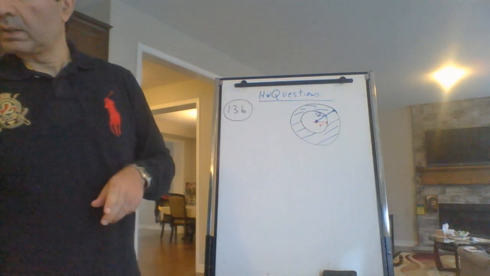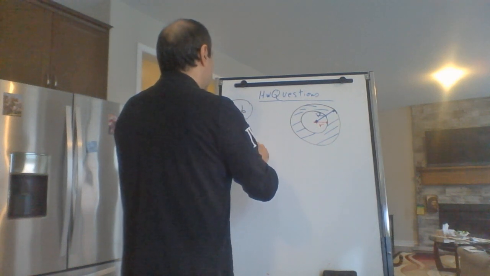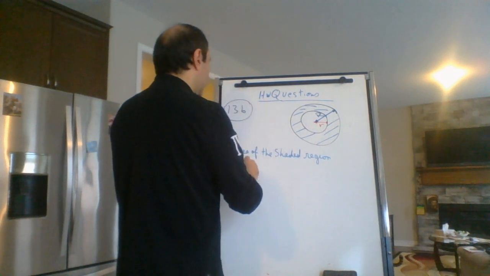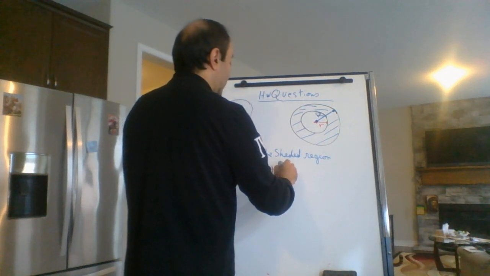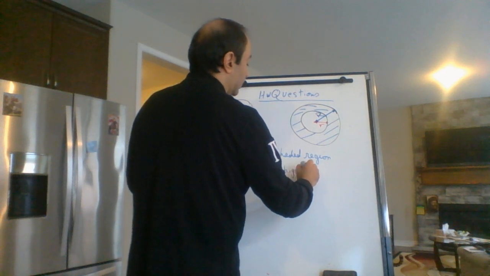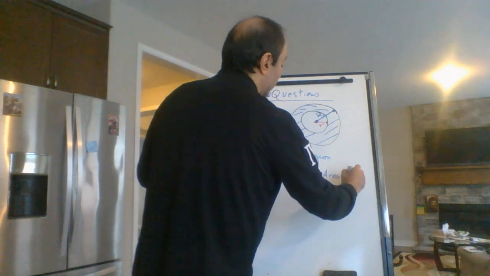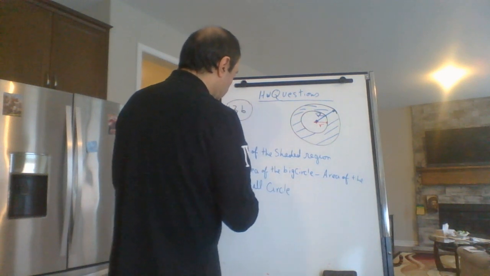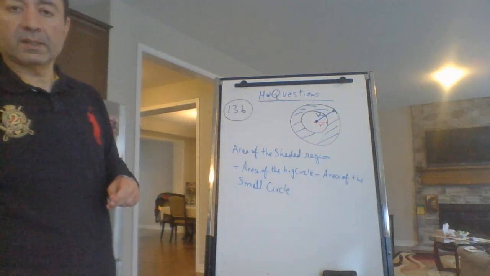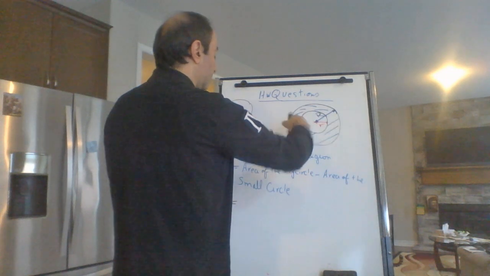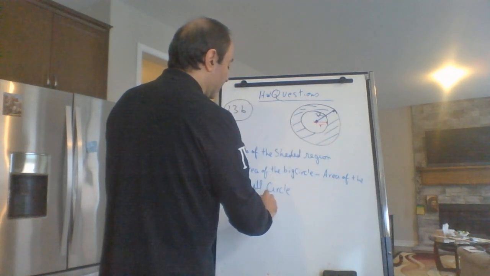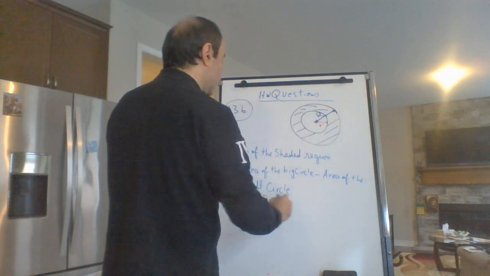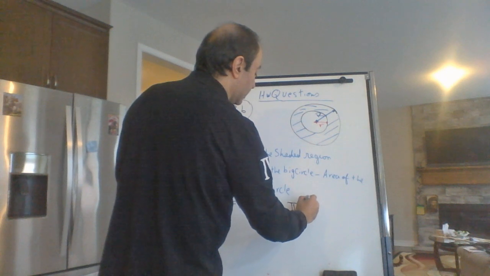Again, the area of the shaded region equals the area of the big circle minus the area of the small circle. We know that the area of any circle is pi r squared. So the area of the big circle is pi capital R squared, because this is the radius of the bigger circle, minus the area of the smaller circle, which is pi r squared, but r here is the small r.